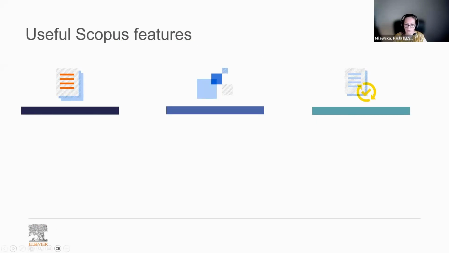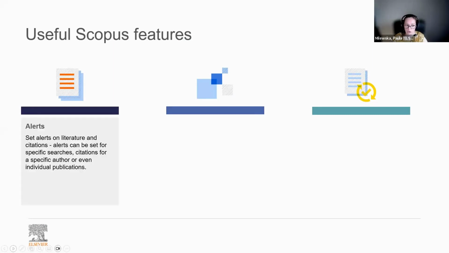And what about Scopus features? What can be useful for you if you are using Scopus as a registered user, on your user account? Alerts: as in ScienceDirect, you can set up alerts on literature and citations. They can be set up on specific searches, citations, or, for example, on a specific author. So if you have your author profile on the Scopus database, it's a good idea to set up an alert so you can be informed via email anytime your publication is visible on Scopus, or anytime someone is citing you.